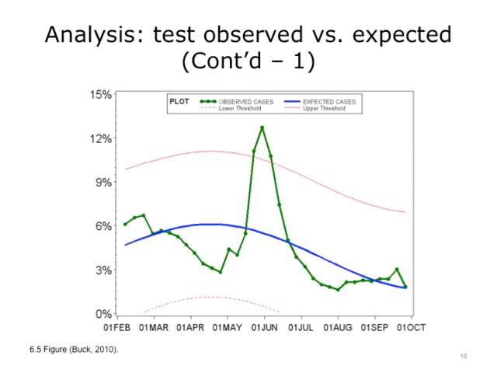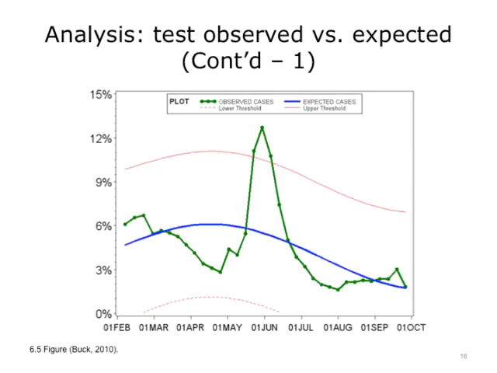Here is an example of some EHR syndromic data during the spring 2009 H1N1 outbreak. The vertical axis represents the percent of all patients meeting the case definition for influenza-like illness. The horizontal axis represents time.